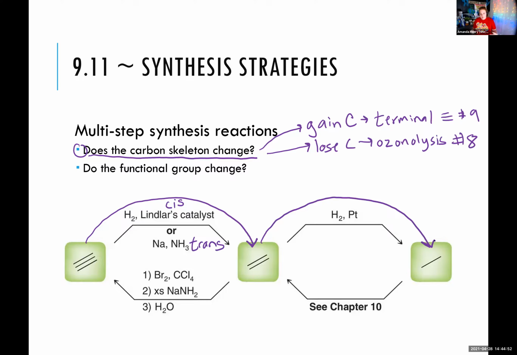So it does say platinum on there. We also talked about palladium, talked about nickel. We also know that we could just do this in one step, going from the alkyne to the alkane with hydrogen and that platinum as well.